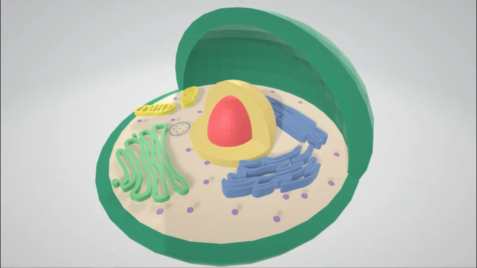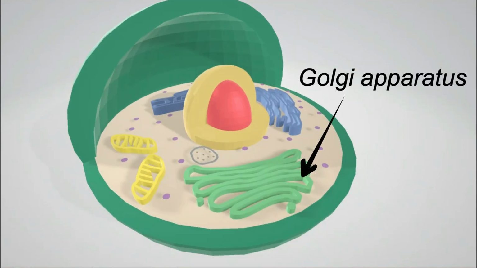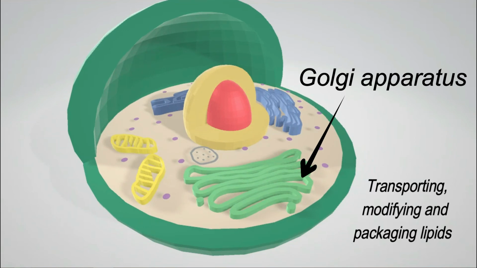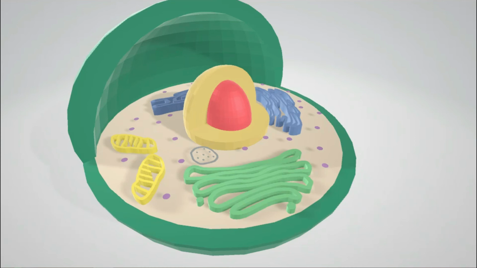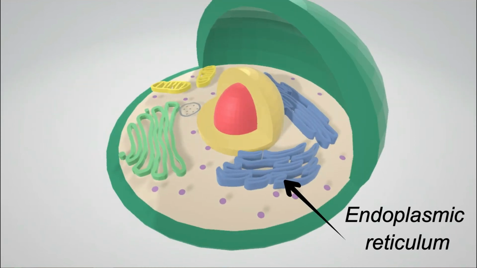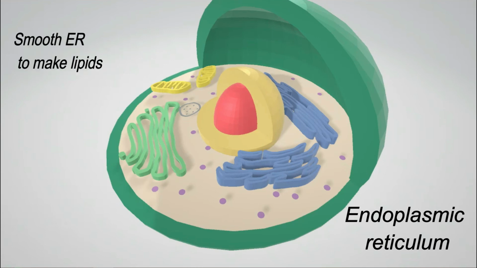As animal cells fall in eukarya domain, they have nucleus. Nucleus is an organelle that contains genetic material or DNA which controls and regulates the activities of the cell. The green structure here is Golgi apparatus complex. It is important in transporting, modifying, and packaging lipids into vesicles. The major function of lysosome is to remove waste and destroy a cell after it has died. Lysosome contains digestive enzymes named lysozyme. The blue part here is endoplasmic reticulum. Rough endoplasmic reticulum is associated with ribosomes to make secretory and membrane protein, while smooth endoplasmic reticulum is used to make lipids.